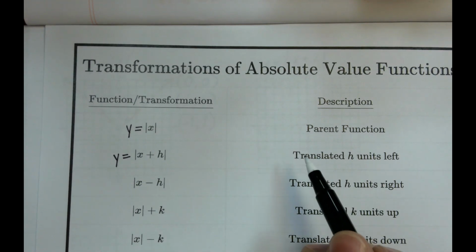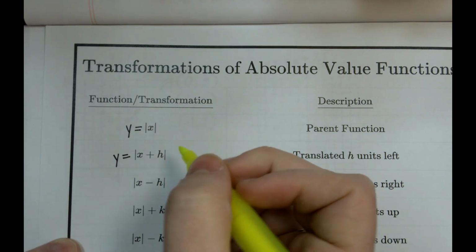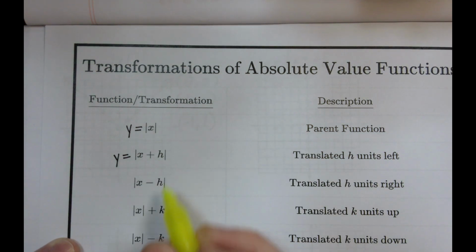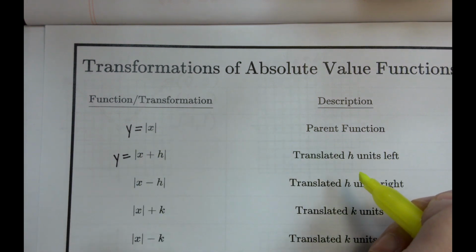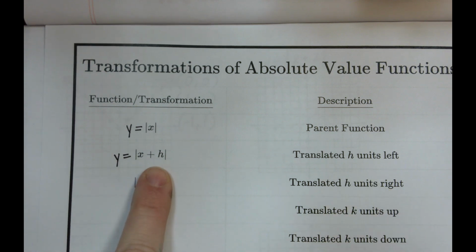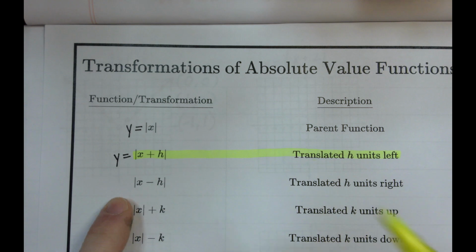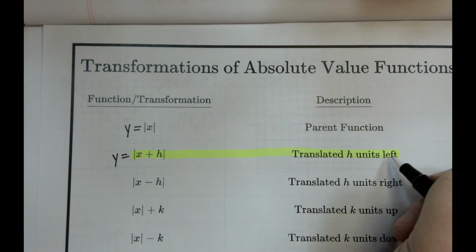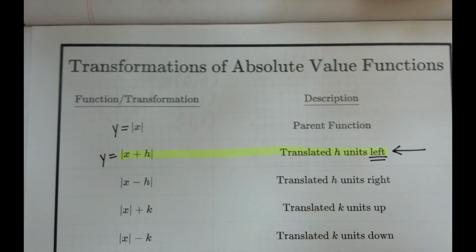So if you look at the guide under the description, it says that whenever you have plus a number inside the absolute value, our graph is going to actually move to the left, however many units that number is. So this is one we'll be using. I'm going to highlight that. And that's to the left, which is that way.